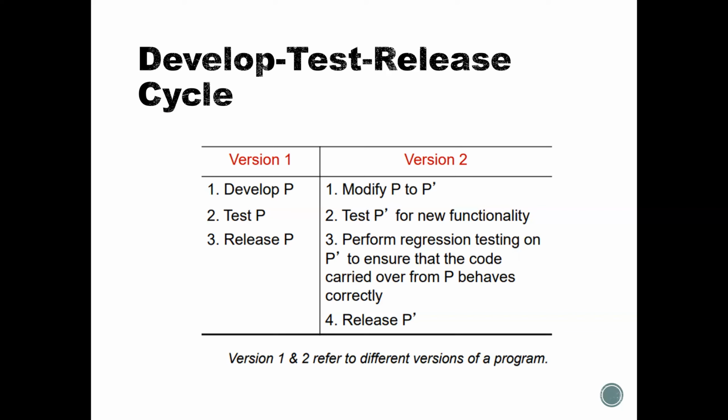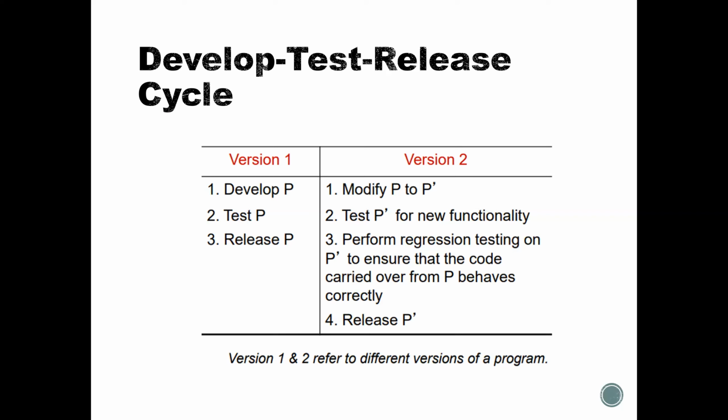Here we are referring to P dash as the modified program. So in version 2, what we are going to do is modify P to P dash, and we are going to test this P dash for the new functionality which we have added in this particular modified program P dash. And of course, we are going to perform regression testing on P dash, which will ensure that the code carried over from P behaves correctly. And finally, we are going to release P dash.